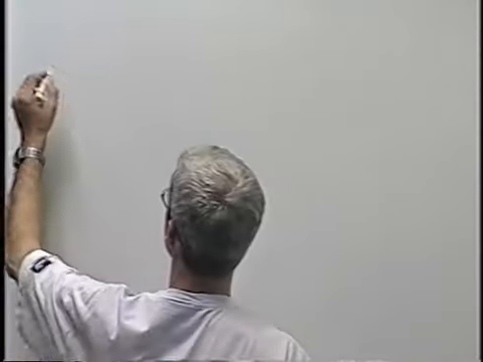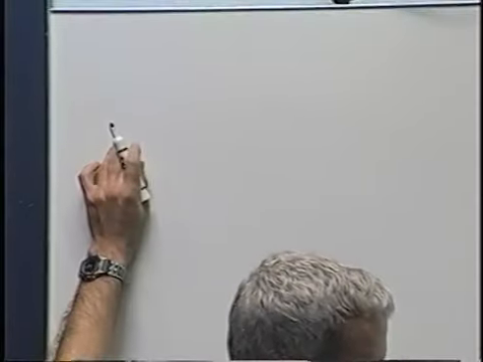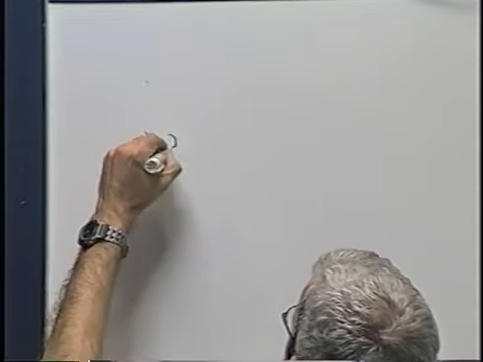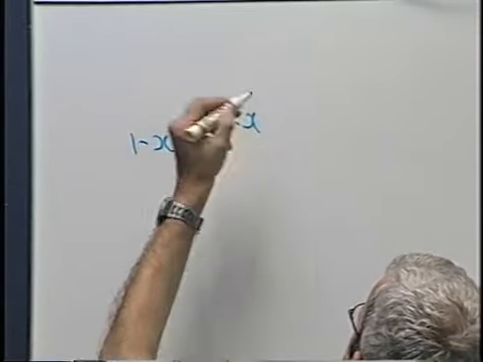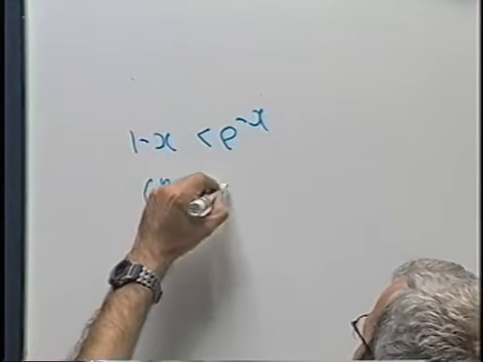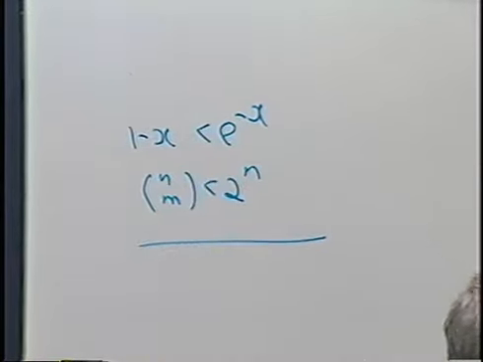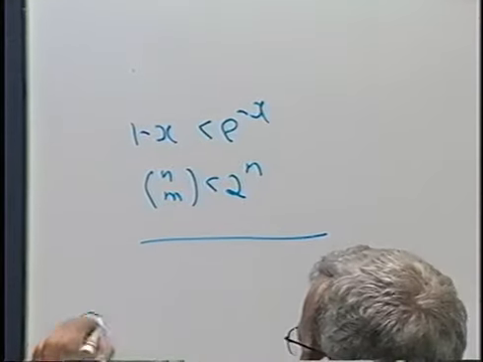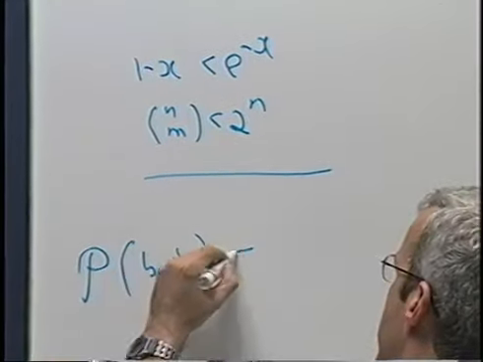So now we're going to use two approximations. One is that 1 minus x is less than e to the minus x, and the other one is that n choose m is less than 2 to the n. And with these, we get that this number, this probability of bad, is less.